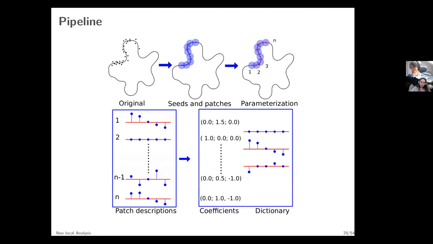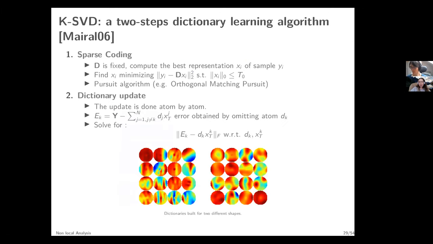And how does it work? You have an initial sampling. You subsample it to get a set of seeds, and you compute the patch for the seeds through a first parameterization. Then the patch descriptions are decomposed into coefficients and a dictionary, a small dictionary preferably. And what you encode finally is just a set of seed locations, the parameterization, and coefficients and dictionary. And that way it's a pretty efficient compression.